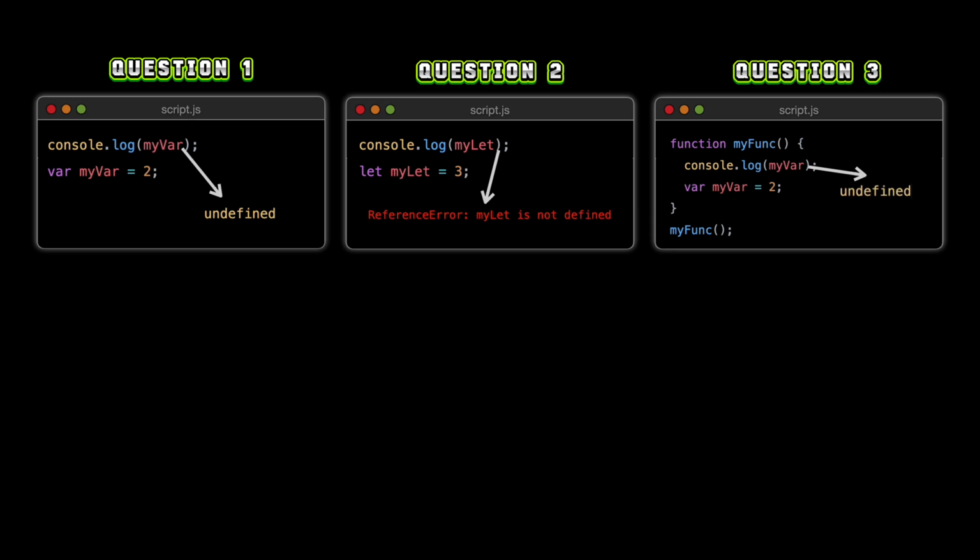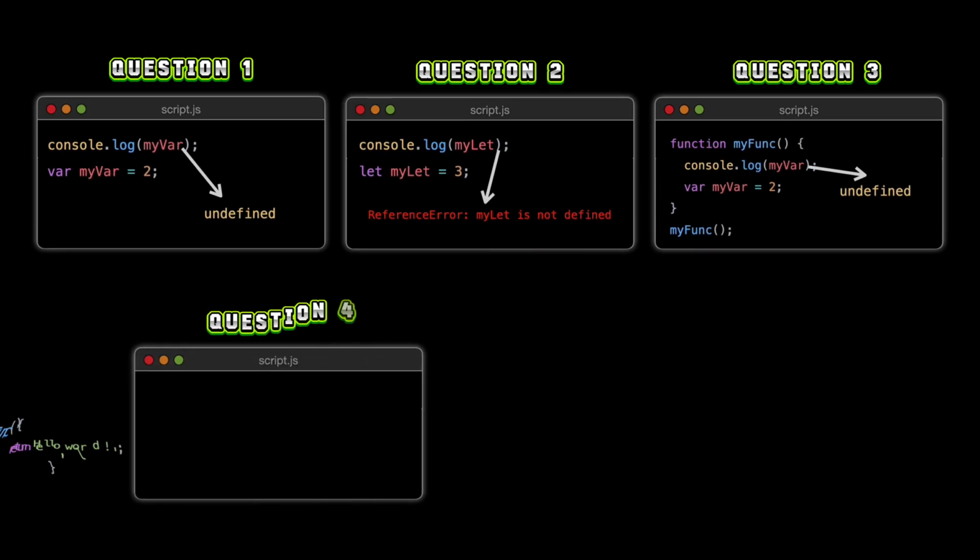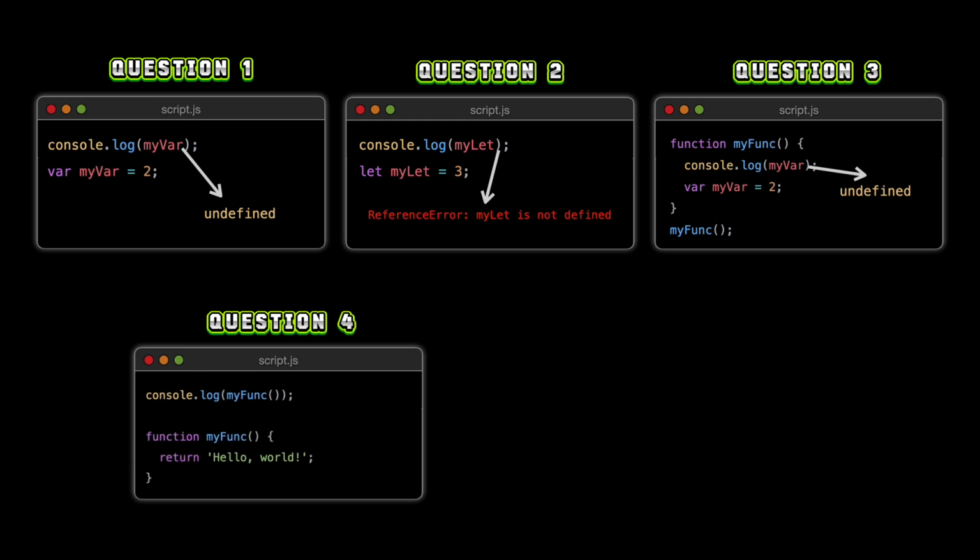Again, if you said undefined, you nailed it. Inside the function, myfunc, the declaration var myvar is hoisted to the top. It's there, but it's undefined when we try to log it. What about this function call? What's our output? If you predicted hello world, you're doing great. Function declarations are hoisted along with their bodies, so myfunc is already defined and returns the string when we call it.